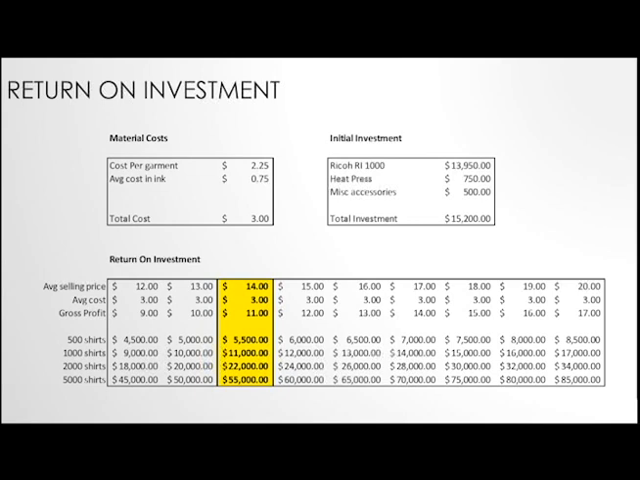And I put here the initial investment. This is pretty standard. I mean, it's just a printer and a heat press, right? And then I threw $500 for miscellaneous accessories in there if you wanted to throw it in there, but a total investment of around $15,000. Well, just look, within 1,200 shirts on the $14 average selling price, you've paid your machine off. Think about that. You get to 1,200, 1,300, 1,400 shirts, you paid for your machine. If you're on the retail side, I mean, shoot, you pay for your machine and your first 1,000 shirts.